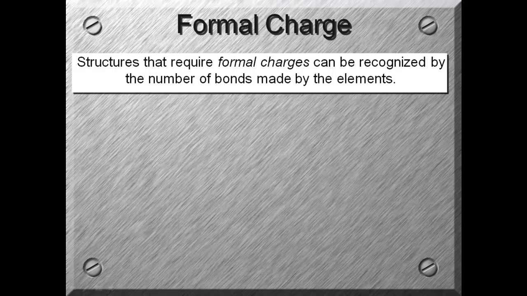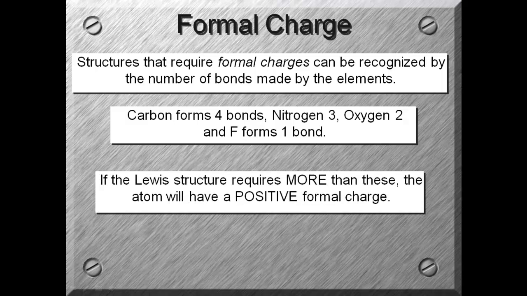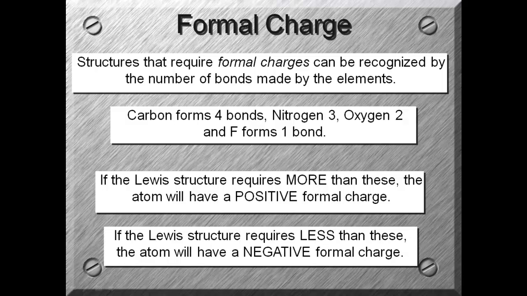Structures that will require formal charges, however, can be recognized by the number of bonds made by the elements. Typically, carbon forms 4 bonds, nitrogen 3, oxygen 2, and fluorine will form 1 bond. If the Lewis structure requires more than these, the atom will have a positive formal charge. If the Lewis structure requires less than these, the atom will have a negative formal charge.